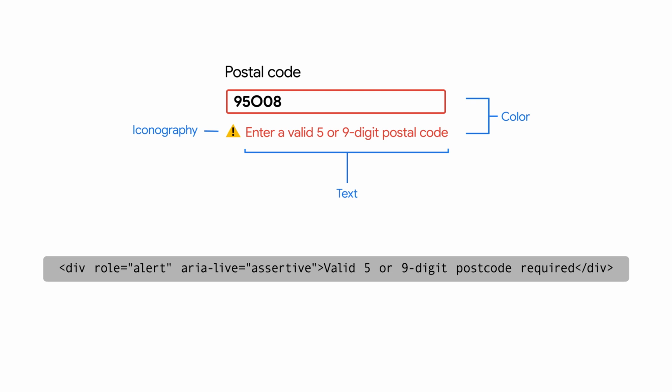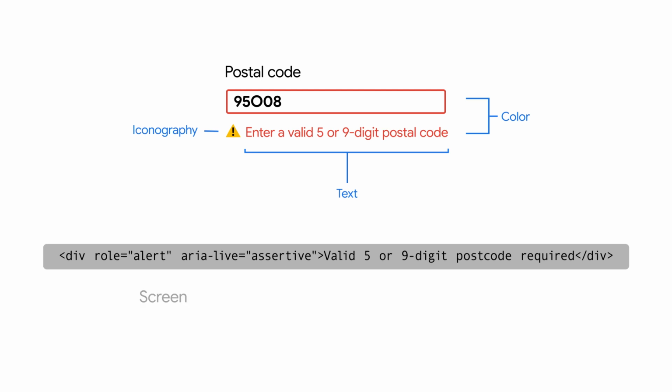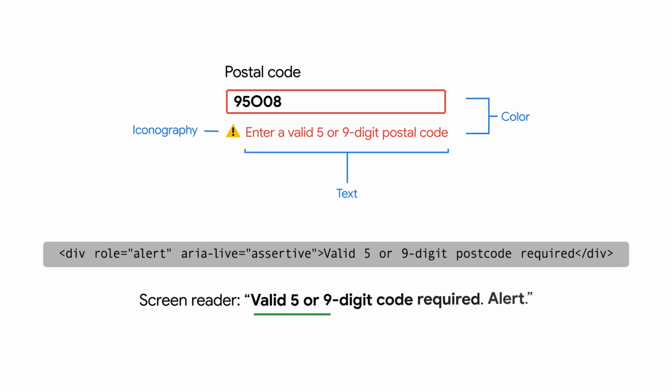Here's a bonus tip for UX writers. When an engineer codes components, they may assign a role to the component. This particular component could be assigned the role of alert, which means that a screen reader user would hear valid 5 or 9-digit code required, alert. You can work with your engineers to make sure the right roles are assigned to the right components.